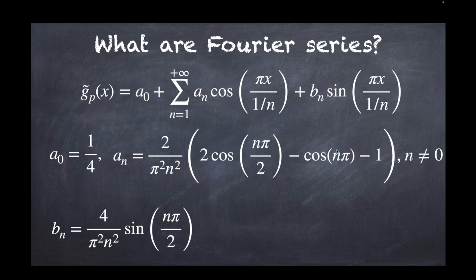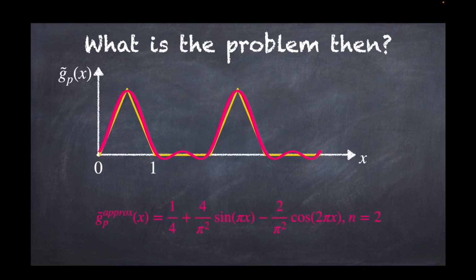And here, likewise, for n different from 0, you've got 4 divided by pi squared n squared sine n pi over 2. So these are different. Bn now is not 0 anymore. Here a0 is 1/4, and you've got this quite complicated expression here. Now, we can play the same game as before and try to plot how that looks.